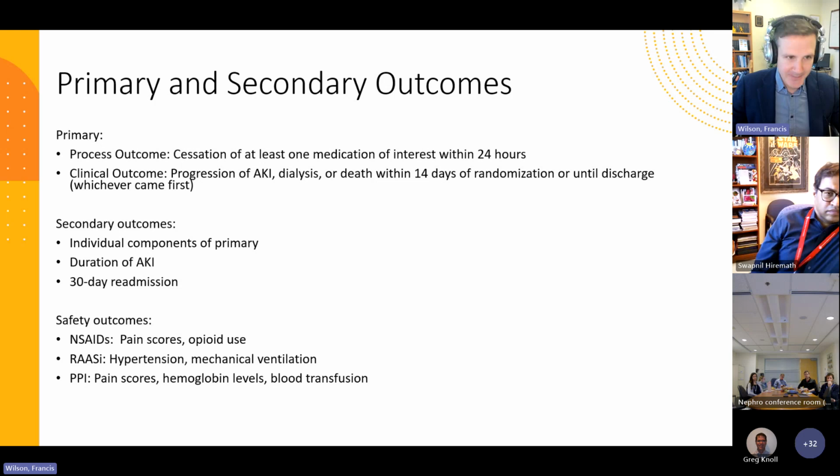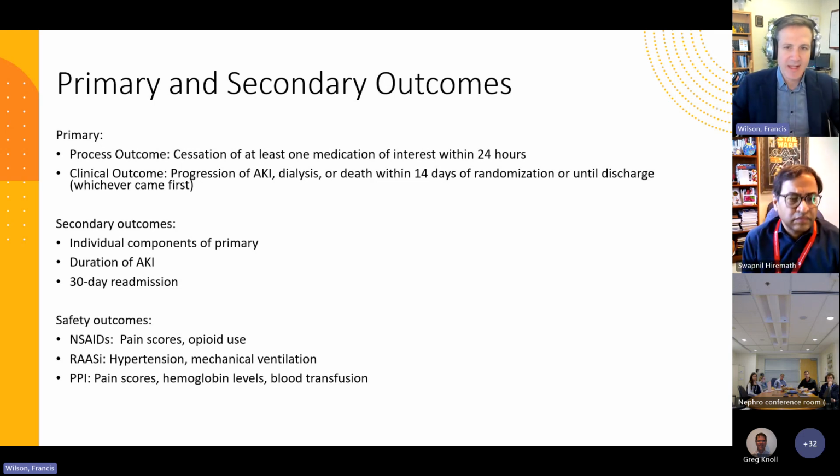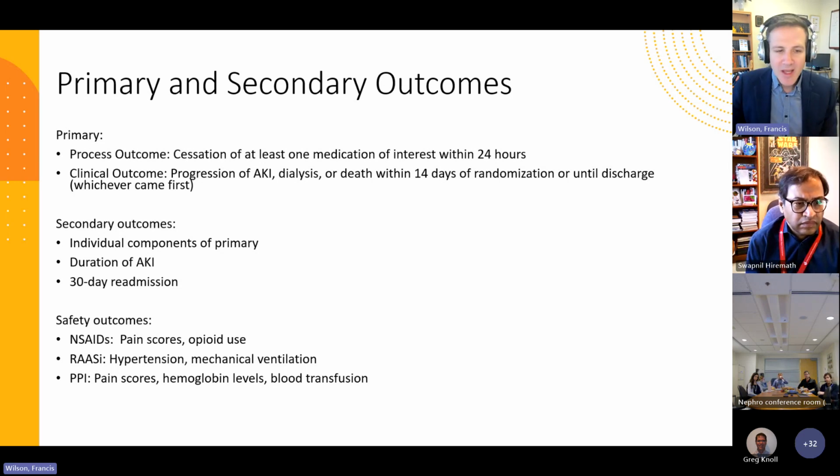So did you stop it? And then the clinical outcomes are standard composite of progression of AKI, dialysis, or death. A variety of secondary outcomes here. And I'll point out, in addition to this one, we had some pre-specified safety outcomes because this was a little more interventional than our last alert. We're asking you to stop a specific medication and there might be off-target effects.